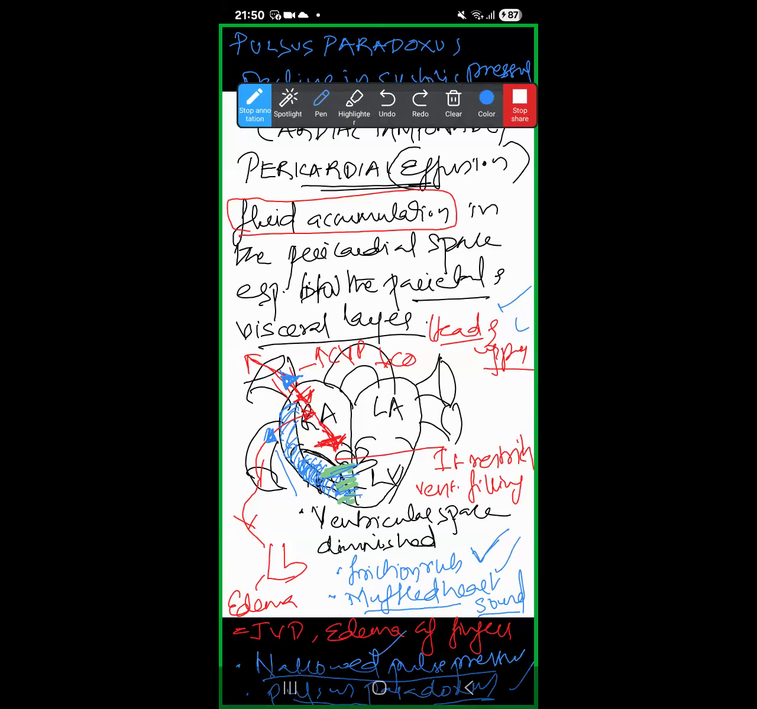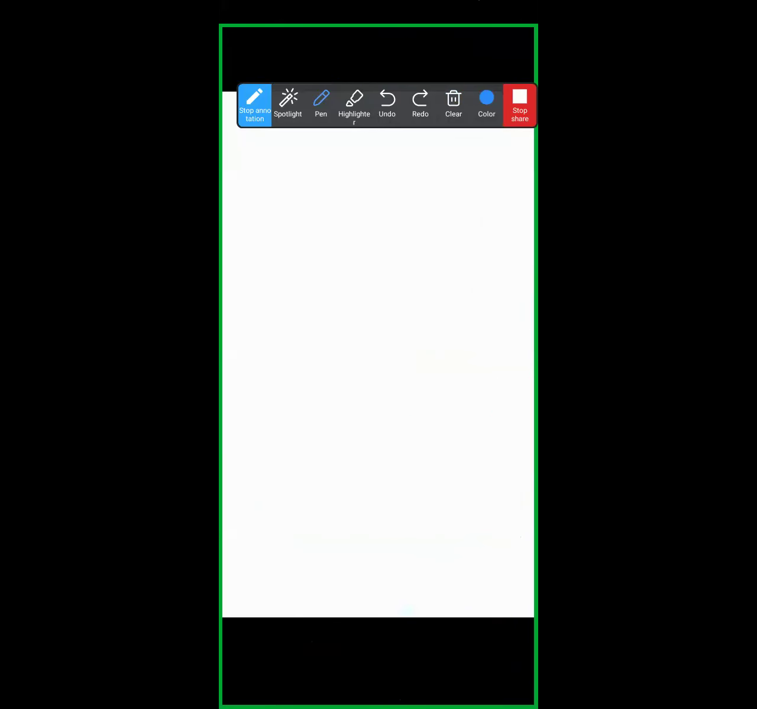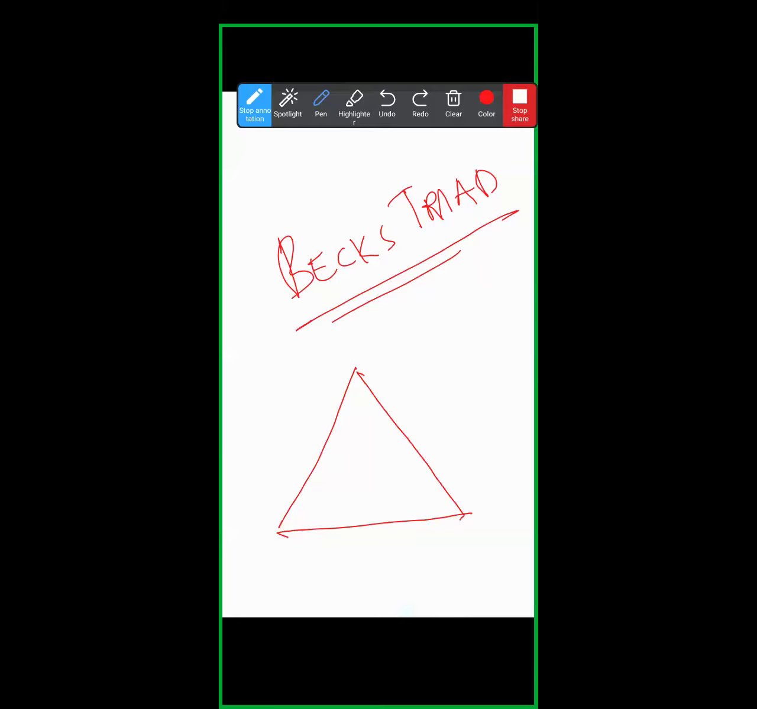pulsus paradoxus. Okay. In pericardial effusion or cardiac tamponade, there is a thing which is called Beck's triad. You just write like this, Beck's triad. Beck's triad means three classical features. If we see these three classical features, definitely it is what? Cardiac tamponade. Do you know what is Beck's triad? What are the three Ds? 3D.